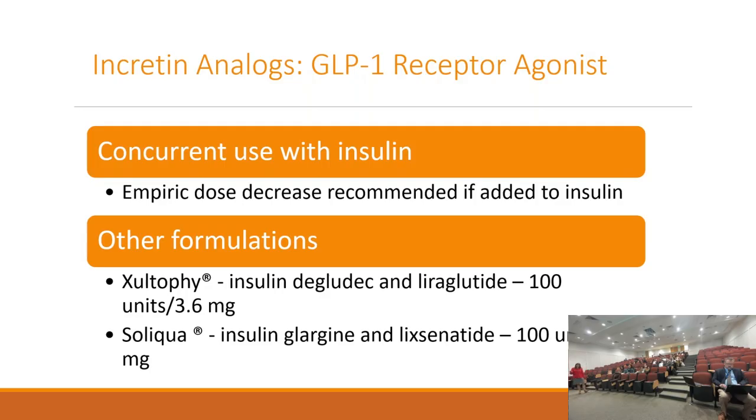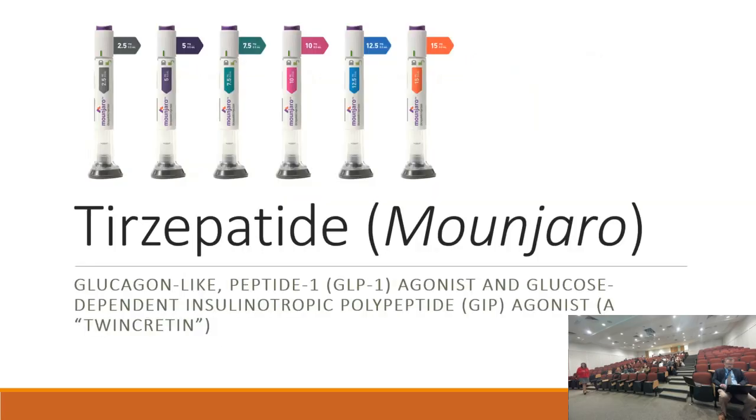You do not need to memorize these, but I did want to make you aware that it does come in two formulations with insulin. So Xultophy and Soliqua are combinations of GLP-1s and insulin together that are on the market, but not super widely used. So you do not need to memorize the brand names of those.